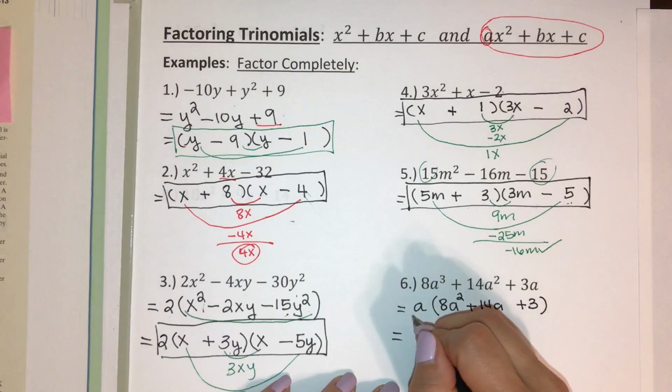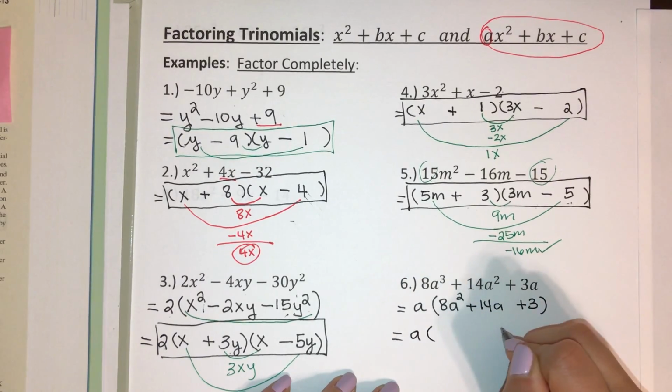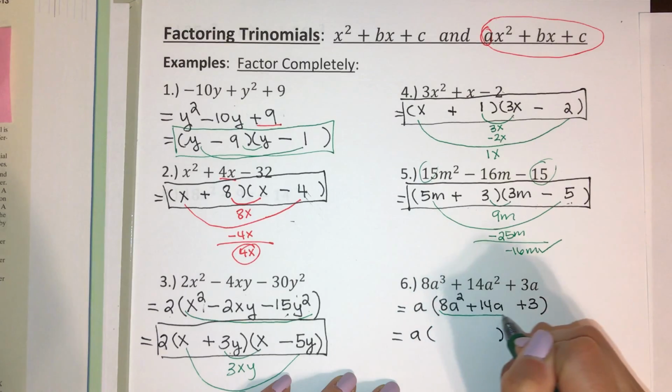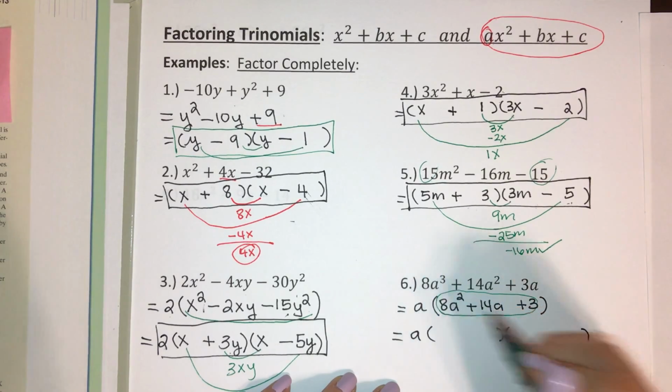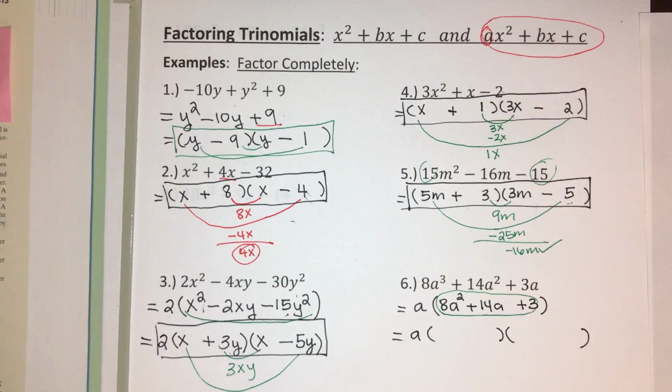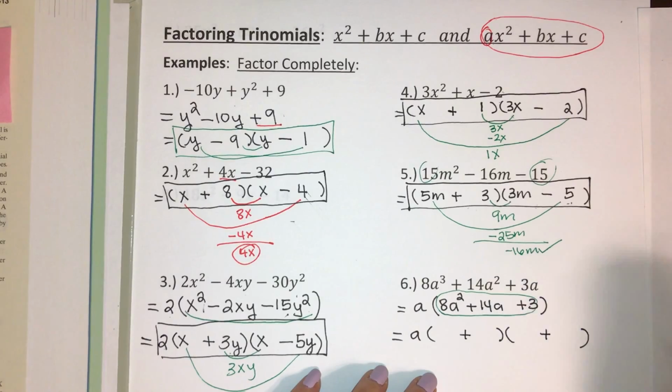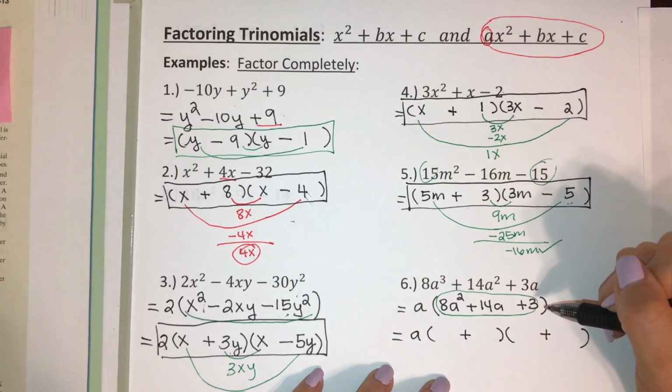Next, I bring down the GCF. We write 2 parentheses. Remember that we are only factoring whatever is inside the parentheses. That's what I need to focus on. And I need to look at factors of 3 and factors of 8. In this case, all the signs are positive, and so I know that the signs in these parentheses should also be positive. I'm going to start with 3.